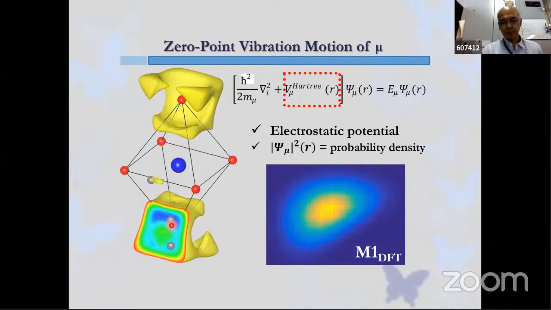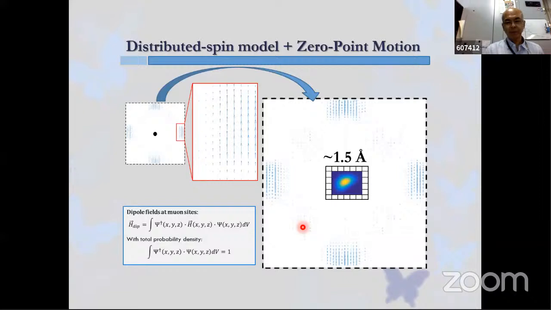This is not so small. Then we have to take into account each grid position to discuss the hyperfine interaction. That means we have to include two components: the distribution of spins, and also the zero-point vibration motion. Both effects have to be included to discuss the final result.